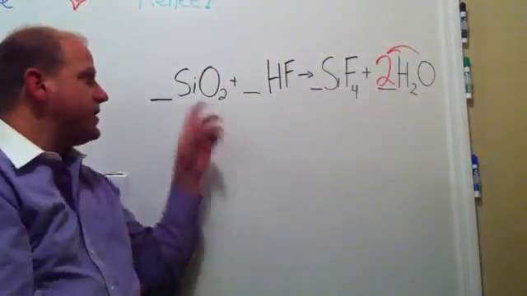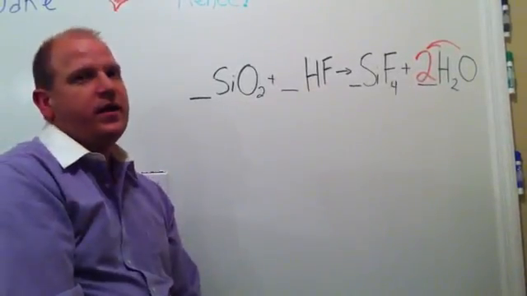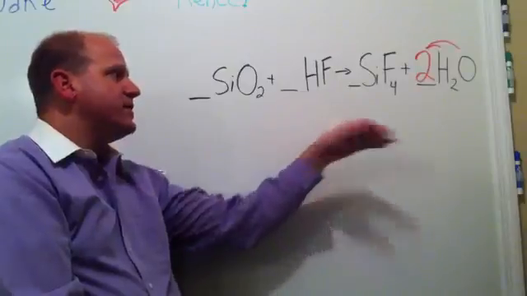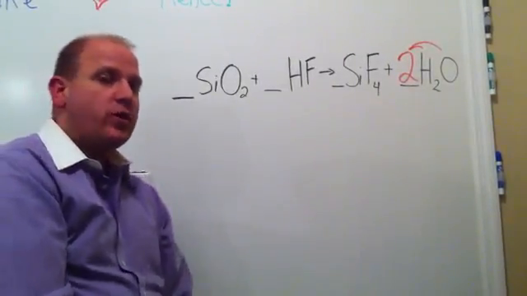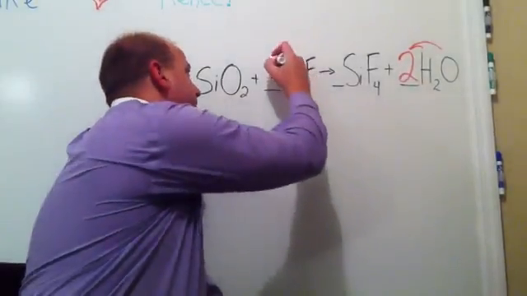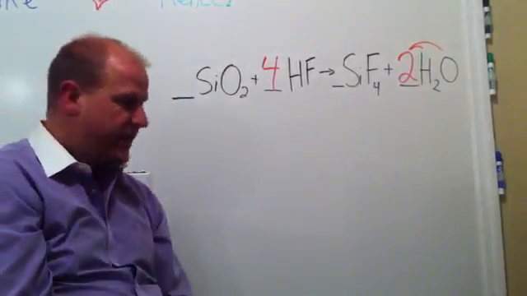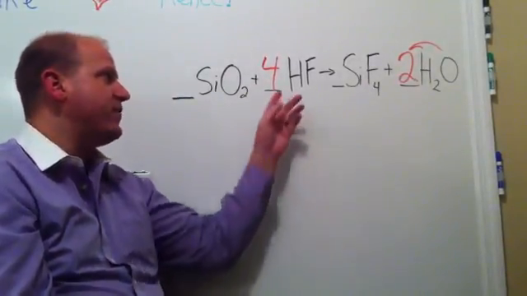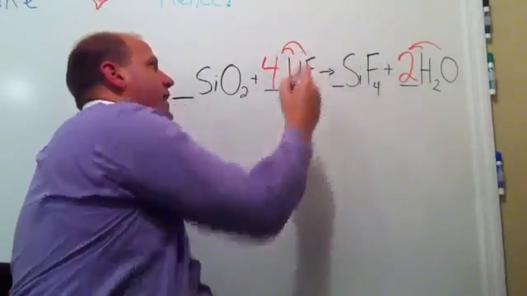So then we go to our next molecule, hydrogen. We've got one hydrogen molecule on our reactant side. We go on to our product side. We've got 4 molecules of hydrogen. So what do we multiply our one hydrogen by to get 4? We multiply it by 4. So now we've got 4 hydrogen. So then we look at our fluorine. Now remember, this 4 is going to multiply both the H and the F.